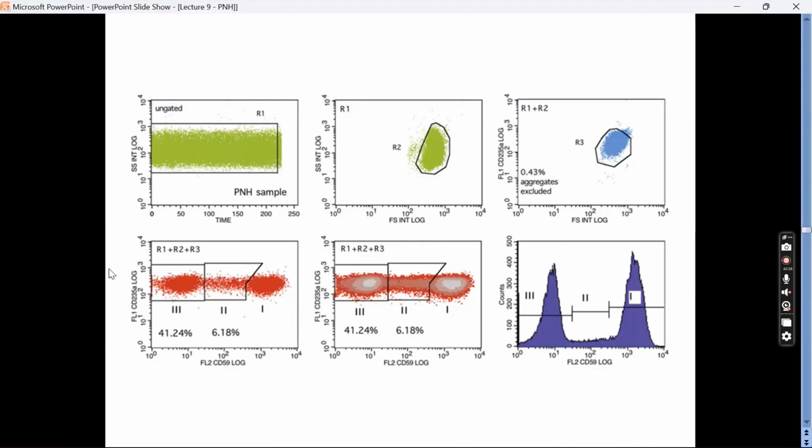Okay, and when you are reporting, you need to report all three populations. You need to report PNH clone detected in RBCs by adding these two. And you also need to report type 2 and type 3 separately.